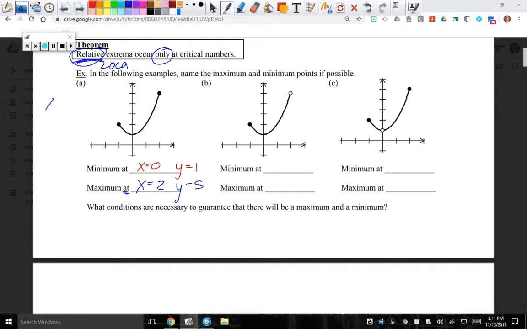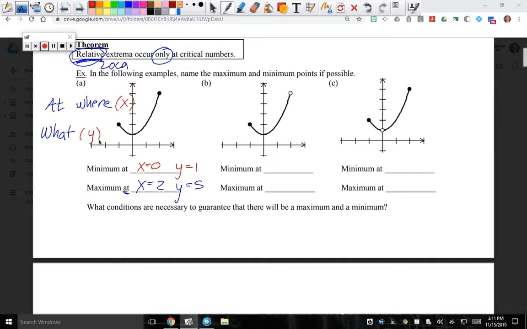At or where is your input, the x value. What is it is the output, the y value.